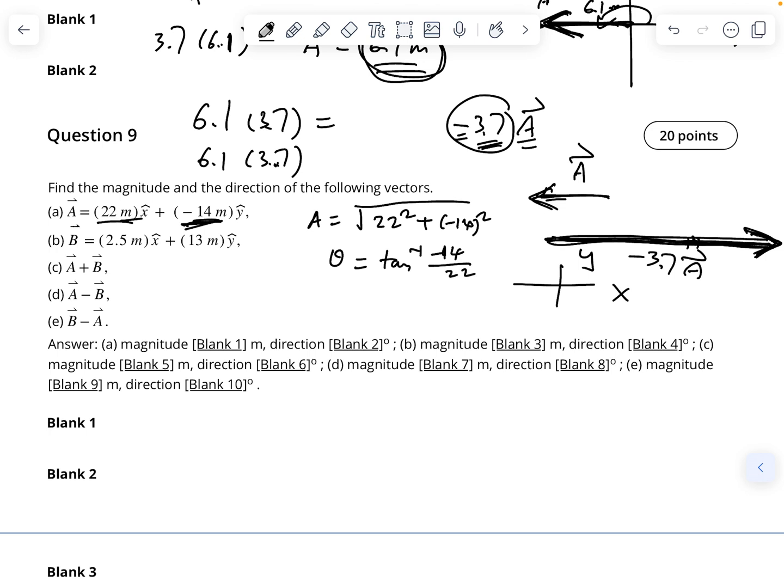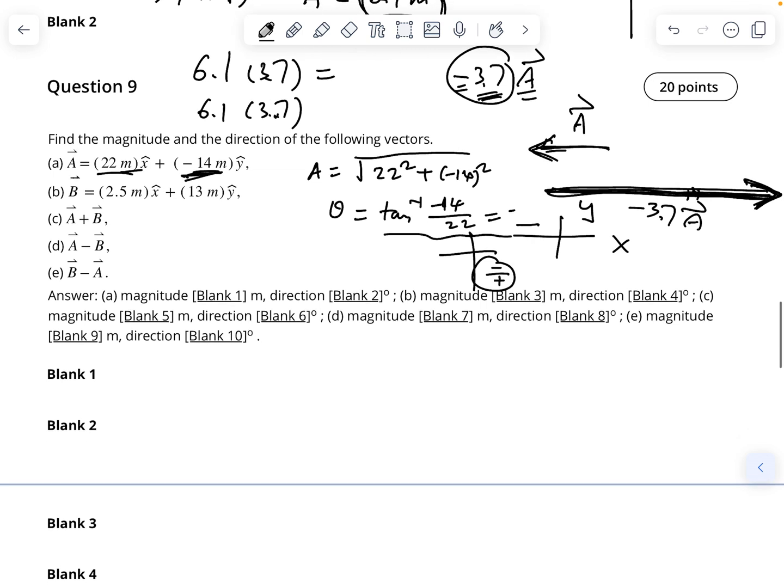Okay, so when you do this one, you get a negative angle. Then you have to check the quadrant. AY is negative, AX is positive. Negative y and positive x is in the fourth quadrant, and so whatever angle you get here is the right angle. You will do the same thing for B.